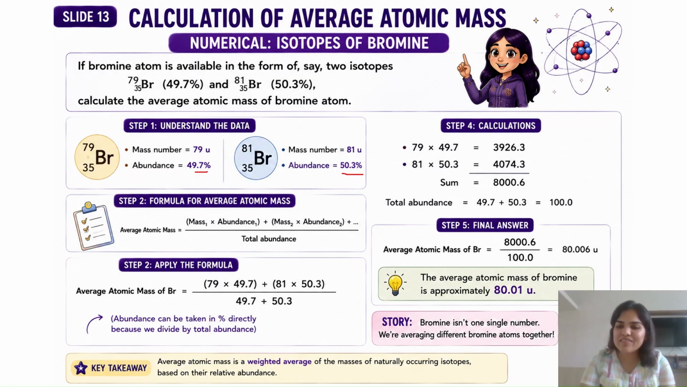So the key lesson is that more abundant isotopes contribute more to the average. And remember, 80 atomic mass units does not mean every bromine atom weighs 80 u. Individual atoms are still bromine 79 or bromine 81 in this simplified example. The value 80 atomic mass units is the weighted average of the isotopic mixture.